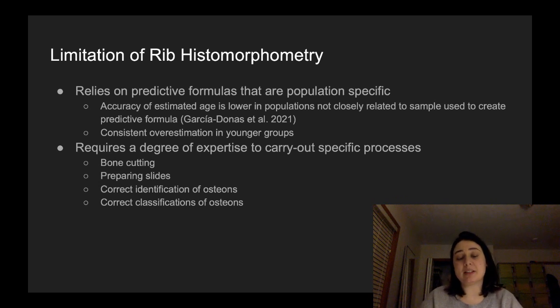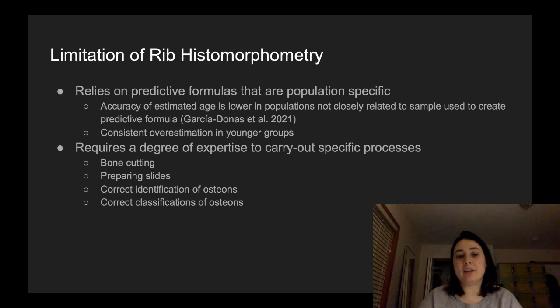Some limitations of using rib histomorphometry is that it does rely on a predictive formula that is population specific. This is another running theme that you'll see with a lot of these studies, that the formulas created for these groups are very reliant on the sample population that was used to create the predictive formula. In the Garcia-Donas study, they found another underestimation with the older groups, and then an overestimation in the younger groups.